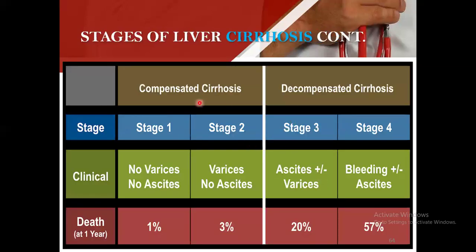Now let's go through some signs with regards to the staging. So the compensated cirrhosis and decompensated cirrhosis. Stage one, let's check the compensated cirrhosis. Stage 1 and 2 are the compensated. What are we going to see?